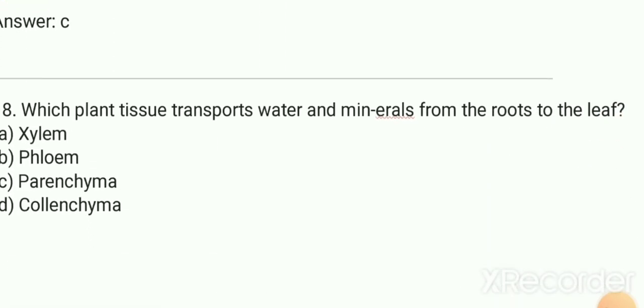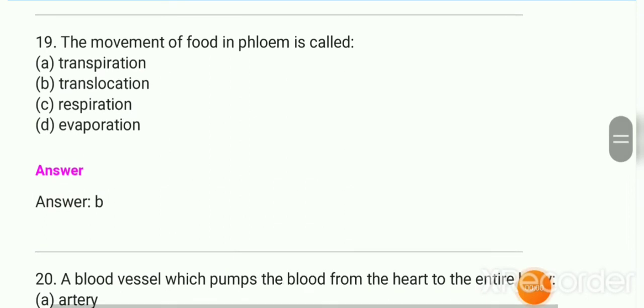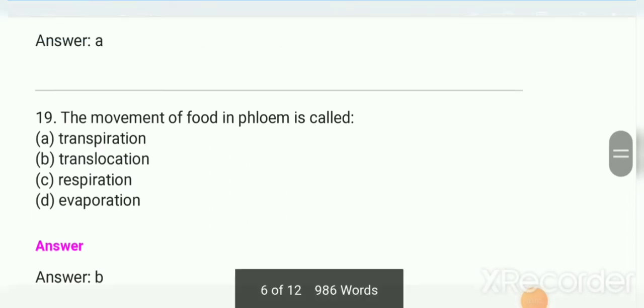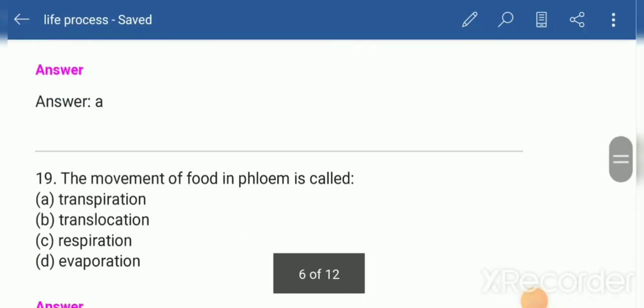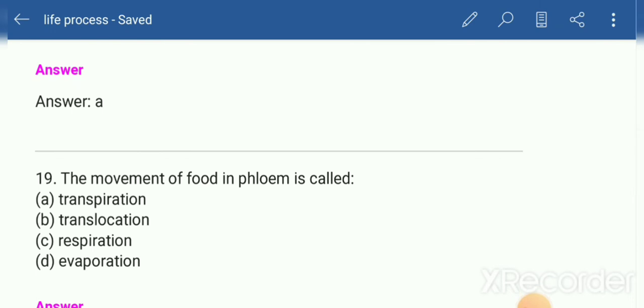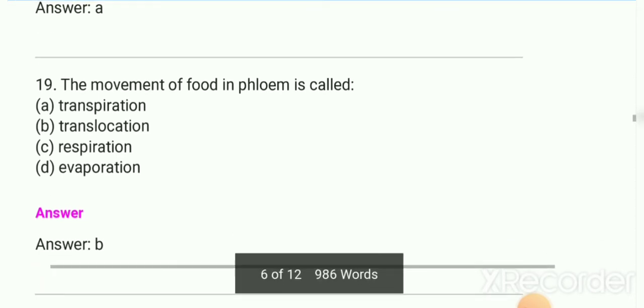Next, which plant tissue transports water? So the next question is, the movement of food in phloem is called transpiration, translocation, respiration or evaporation? Respiration, evaporation and transpiration are all wrong answers. The movement of food in phloem is generally termed translocation. Remember, this is not transportation. Transportation and translocation are two different things. The movement of food by phloem is called translocation.